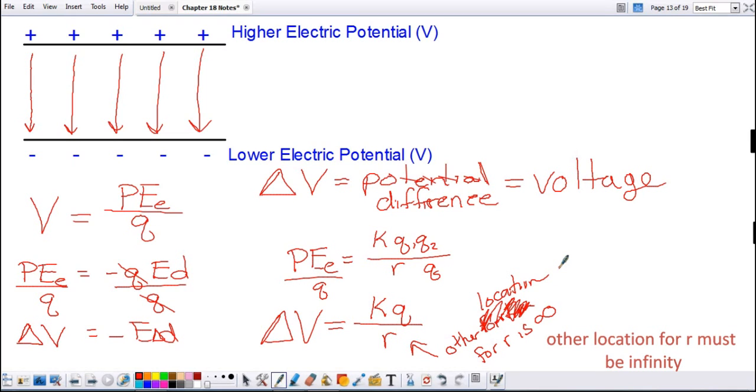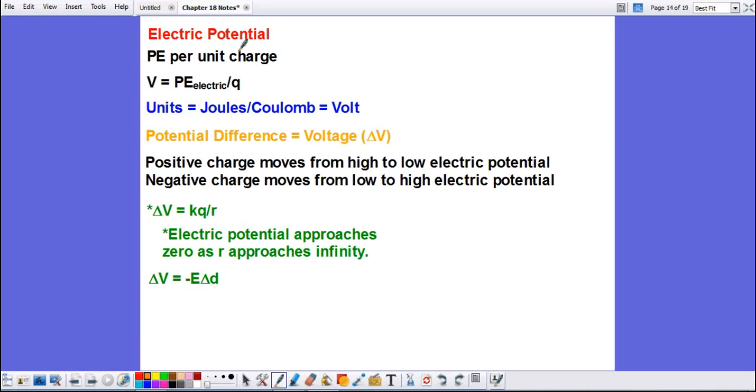Okay, let's go ahead and say we put a nice little positive charge up here. Well, you're going to notice if I put a positive charge up here, the positive charge is going to move towards the lower potential. But if I put a negative charge up here, the negative charge moves towards higher potential. Electric potential is your potential energy per unit charge. So we take the potential energy, divide by the charge, and that gives us our electric potential. So the electric potential is an energy, joules, divided by a charge in coulombs. A joule per coulomb we call a volt.